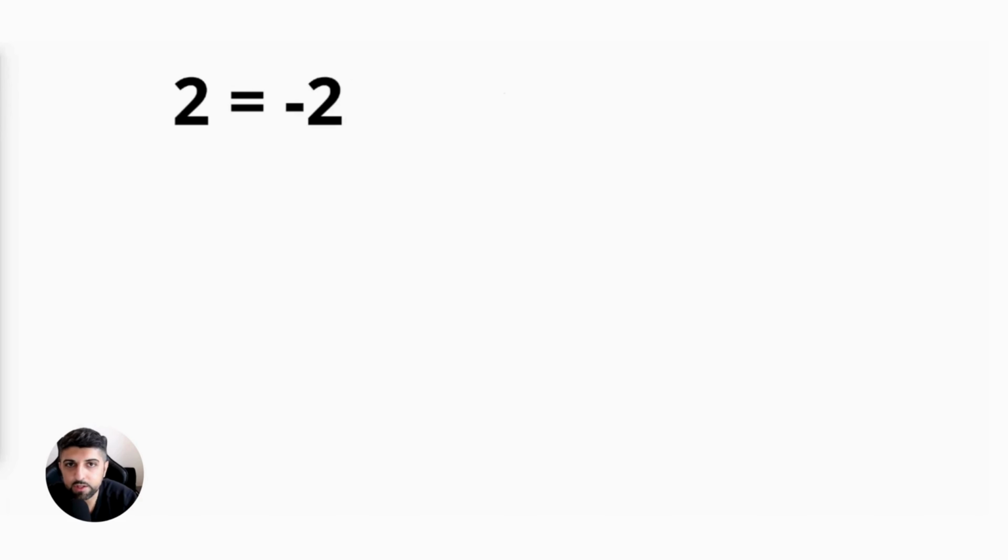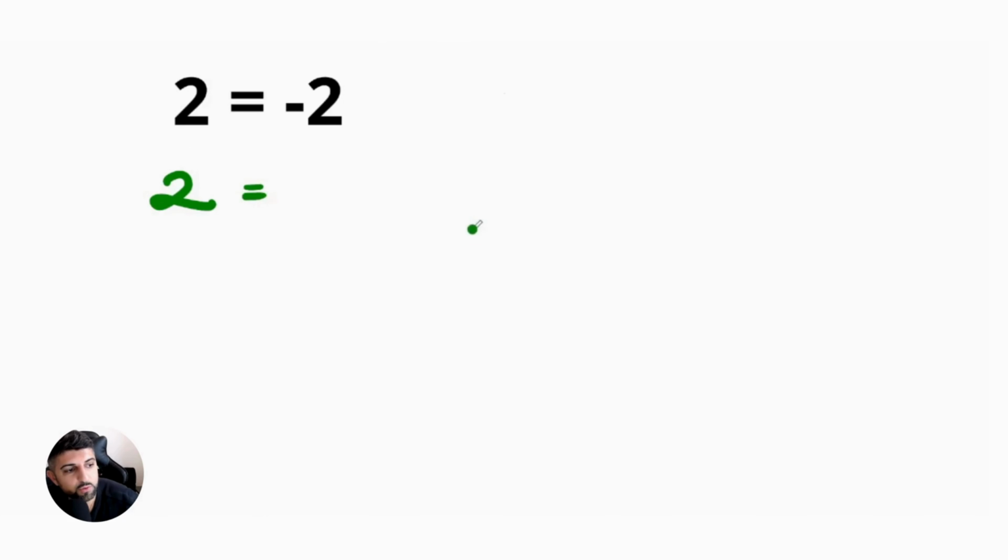What I'm going to do in this video is lay out a proof for 2 equaling -2. Your goal is to comment down below where exactly I made the mistake, because the mistake is there. It's somewhere in this proof, and what you have to do is find it and comment down below. So let's get started. Let's start with 2.